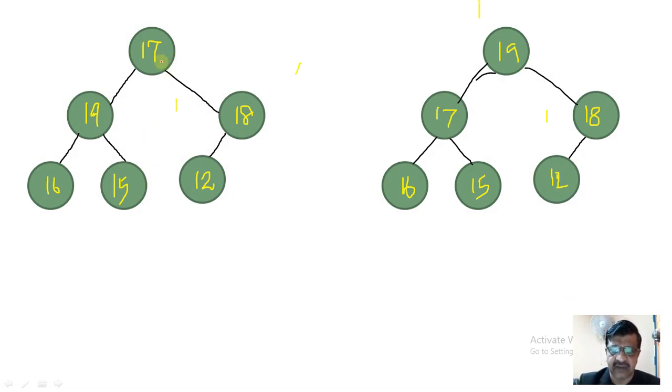17 went there in the previous cycle. 19 is here. 18 is over here. Once again, a check will happen. Now the number of elements in this heap happen to be 3 plus 3, 6, and 6 by 2 is 3, and this is the last parent. So 18 will be compared with 12, or there is only one child. Anyway, the parental dominance is preserved, and here also parental dominance is preserved.